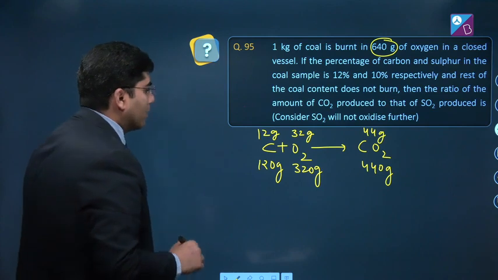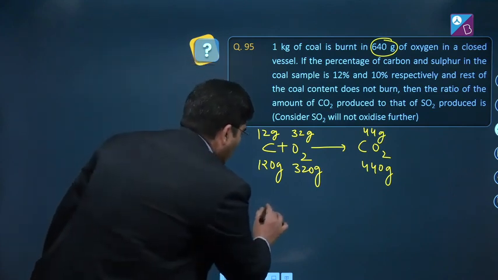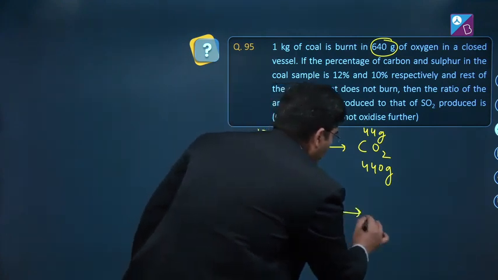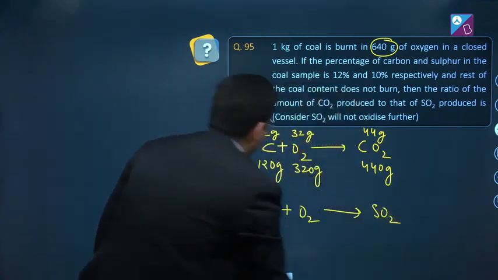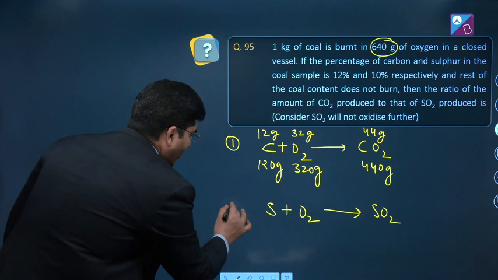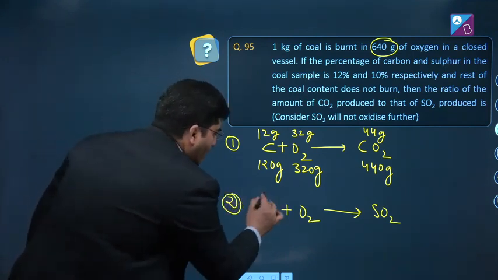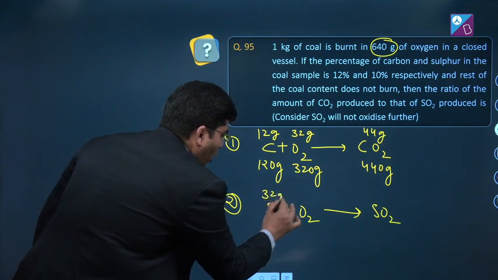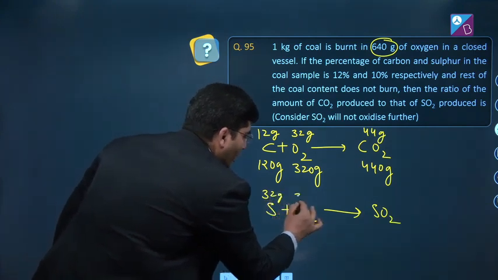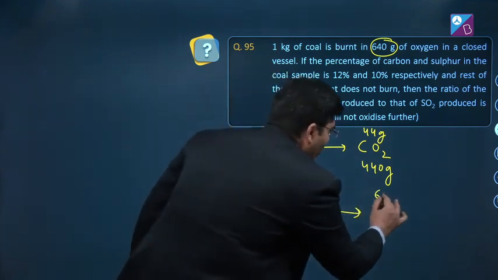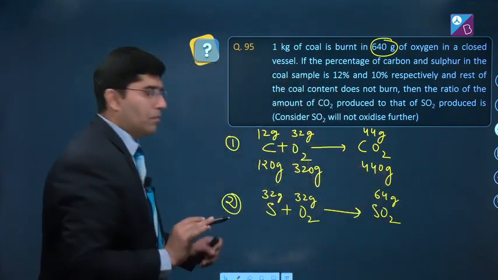Now if you talk about sulfur, S plus O2 will give you SO2. So this is the first one. Second one is the equation of sulfur to sulfur dioxide. 32 gram of sulfur combines with 32 gram of oxygen to give 64 gram of SO2.